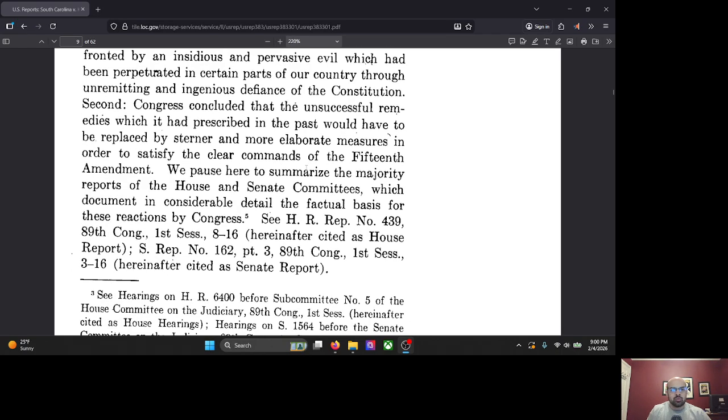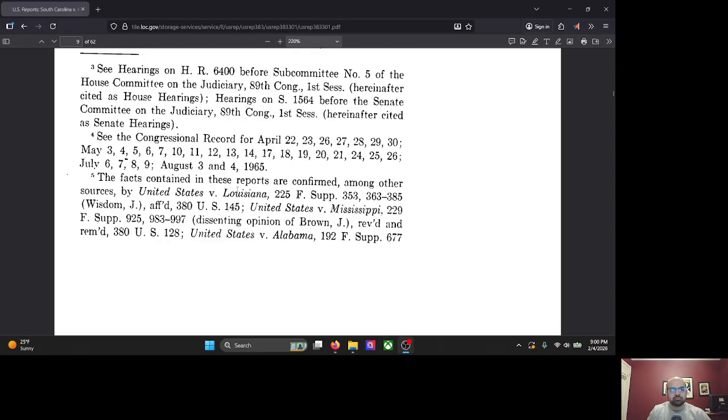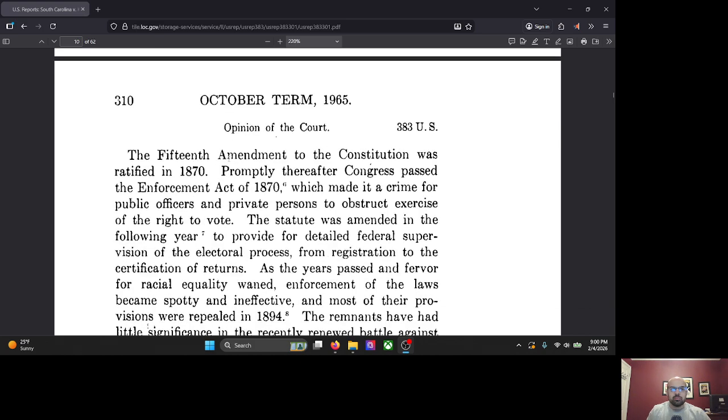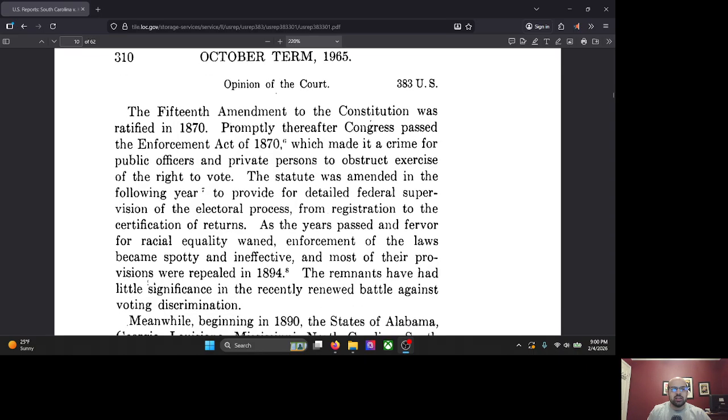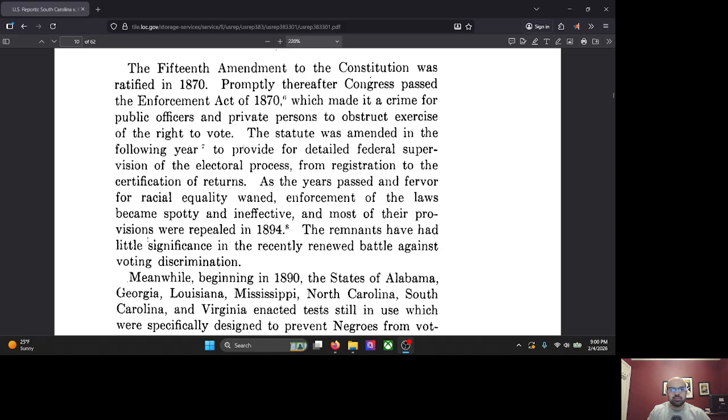We pause here to summarize the majority reports of the House and Senate committees, which document in considerable detail the factual basis for these reactions by Congress. The 15th Amendment to the Constitution was ratified in 1870. Promptly thereafter, Congress passed the Enforcement Act of 1870, which made it a crime for public officers and private persons to obstruct exercise of the right to vote. The statute was amended in the following year to provide for detailed federal supervision of the electoral process from registration to the certification of returns.